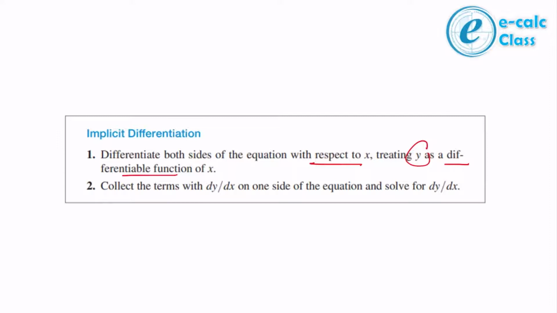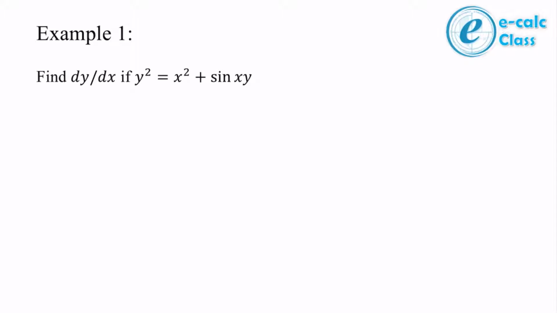Then after you differentiate, you will collect all the terms with dy/dx, put at one side. Then you will solve for dy/dx. So this is the direction. And I will show you how in the next example. Okay, let's look at this example, a very simple example. Like I said, if you want to do implicit differentiation, alright, you will differentiate everything with respect to x.